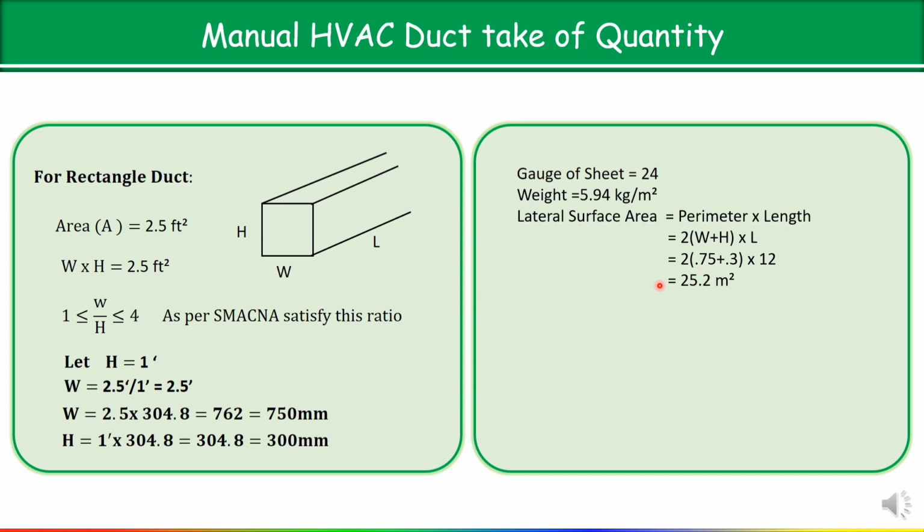Now once you get the lateral surface area, you can easily calculate the total weight. To calculate the total weight, what do you have to do? Weight of duct in kg per square meter into lateral surface area. The square meter will be cancelled, so you will only get the total weight. How much? 149.68 kg. So for the rectangle duct which we use in our project for an office building, with a total length of 12 meters, let's say, the total weight of the duct is 149.68 kg. Okay, this is for the rectangle duct.